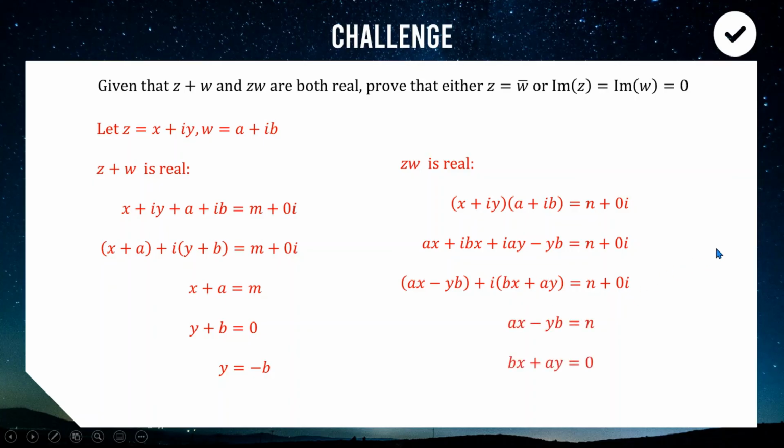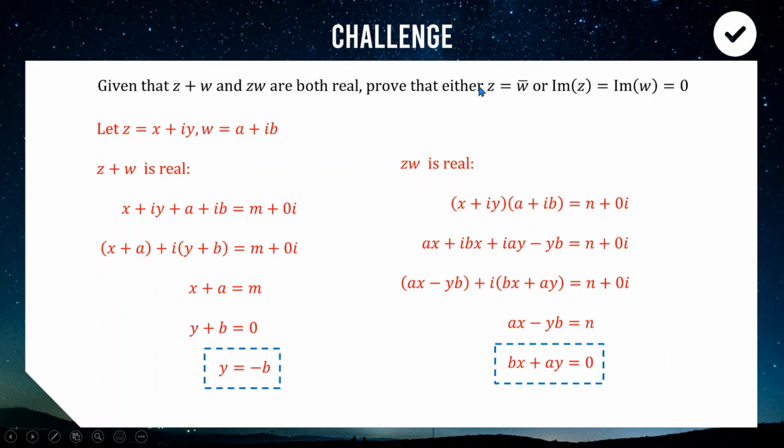So there are our two equations, and now the two on the ends are the important ones, okay? The m and the n we can't really do much with because we don't know what they are, so there's too many letters to work with. However, what we can work with is that bx plus ay is equal to 0, but we also know that because y plus b is equal to 0, that y is equal to minus b. So these two on the ends are the two equations that we're going to combine to try and prove these facts.